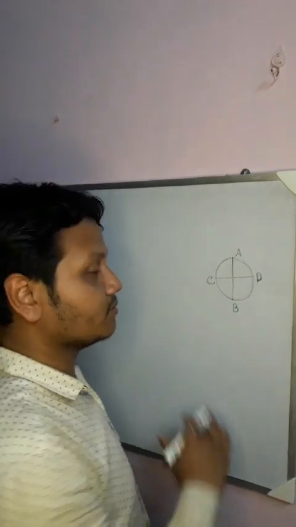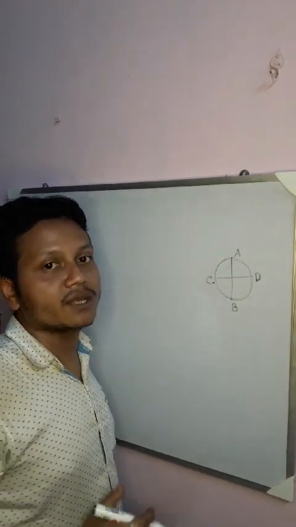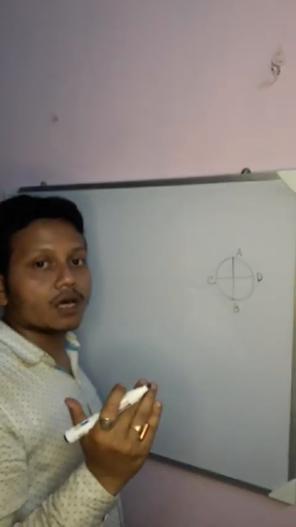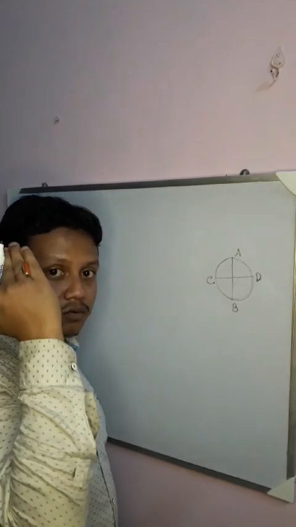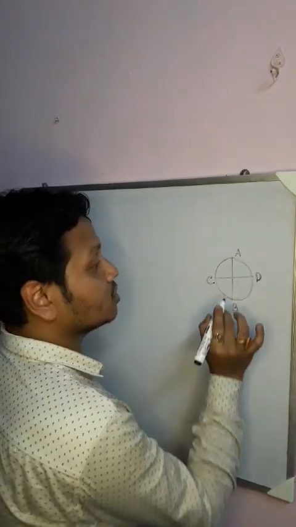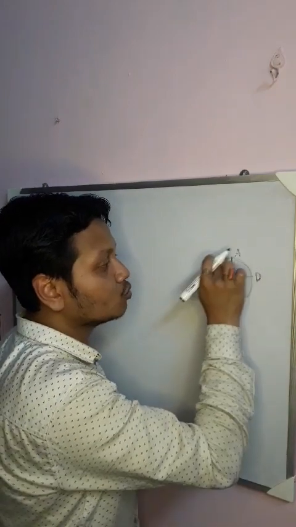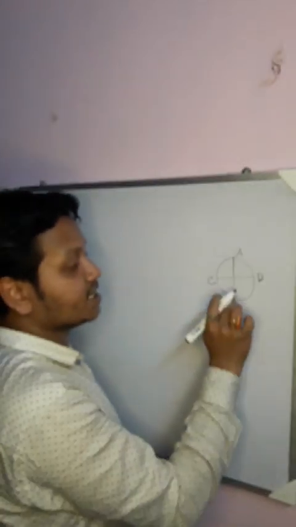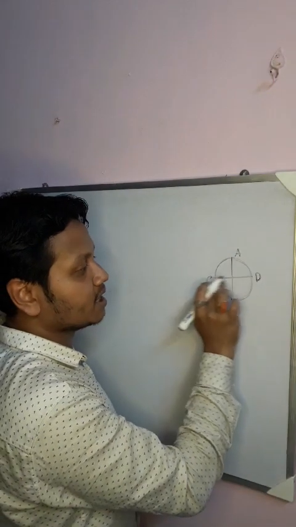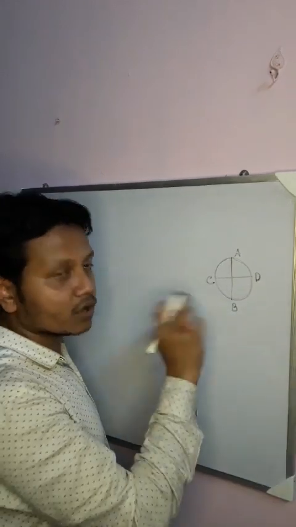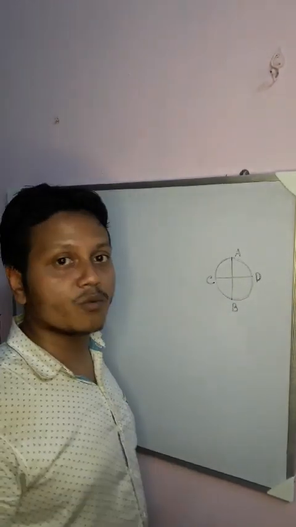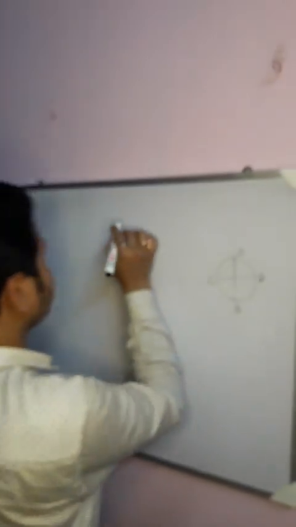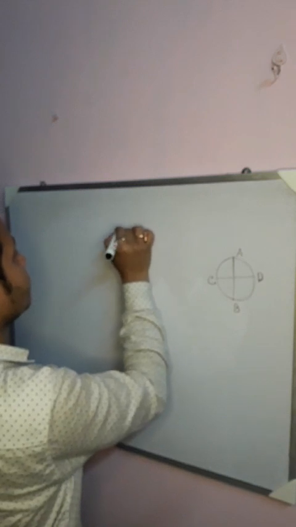In the previous expression we found that the moment of inertia about an axis passing through the center of the circular ring and perpendicular to the plane of the ring is m r square. So that means moment of inertia about the diameter AB plus moment of inertia about the diameter CD is equal to m r square, because m r square is the moment of inertia about an axis which is perpendicular to both these axes. So that means what you can write?